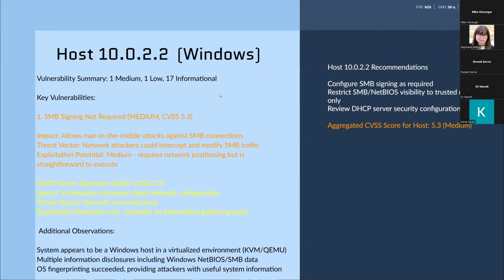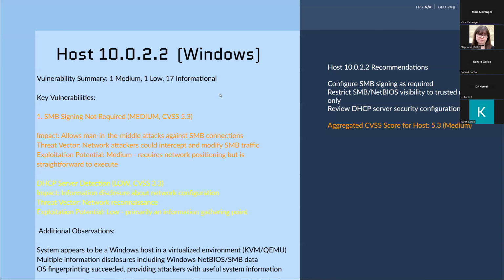Some additional observations about 10022, 10023, and 10024 were that these systems appeared to be Windows in a virtualized environment. There were multiple information disclosures, including the Windows NetBIOS and the SMB data OS fingerprinting, which provided me with enough information to analyze the host. The recommendations for 10022 are also going to be the same for 10023 and 10024.